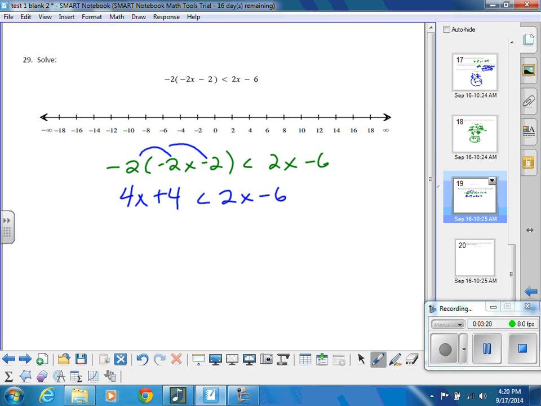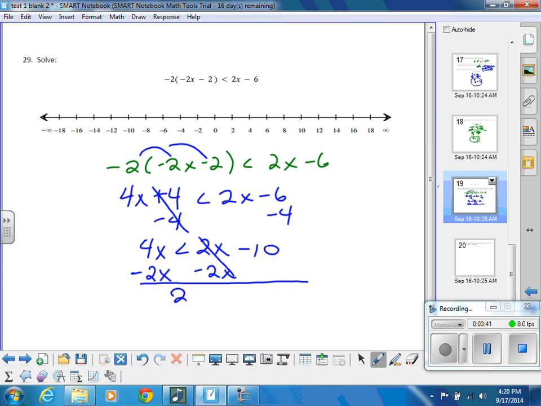Now I need to get my x's on one side and my numbers on the other. So I'm going to subtract my 4 over here, and with 4x less than 2x, combining those I get minus 10. Now I subtract my 2x over here, and I end up with 2x less than negative 10.